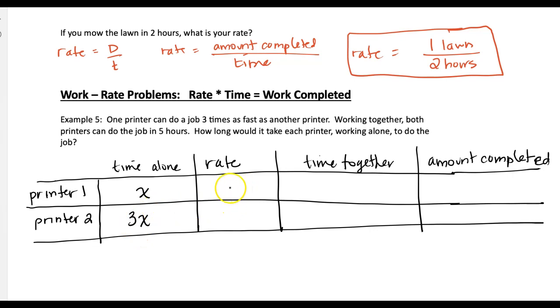What is the rate of printer 1? Printer 1 is going to finish 1 job every X hours. And printer 2 is going to finish 1 job every 3x hours. That's what we did up here with our rate, with the amount completed over time. Their time together, in the problem, it says together they're going to do the job in 5 hours.